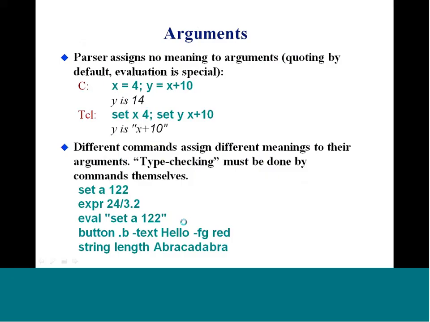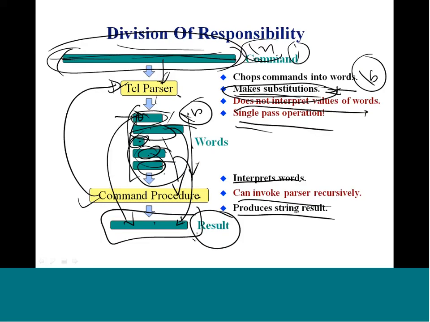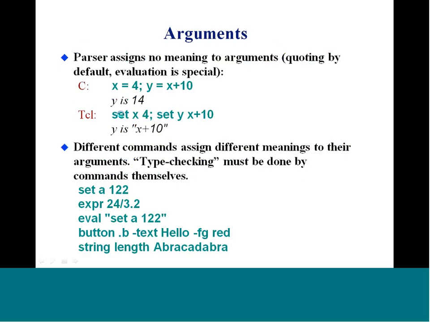So now let's talk about some of the things. First of all, there are arguments, which are all the remaining words after the command name. The parser assigns no meaning to these arguments. In a C program, you can say x equal to 4, y equal to x plus 10, then y is actually 14, because the expression is evaluated and the value is kept. Whereas in Tcl, if you say set x 4 and set y x plus 10, the x plus 10 is just retained as it is.